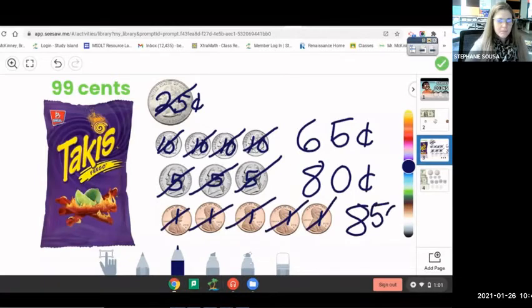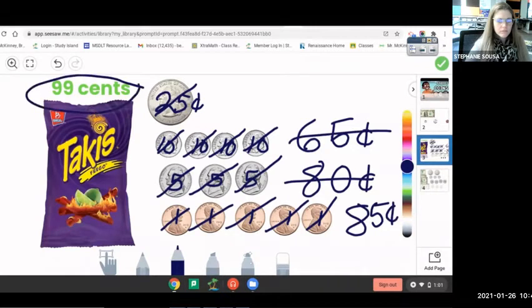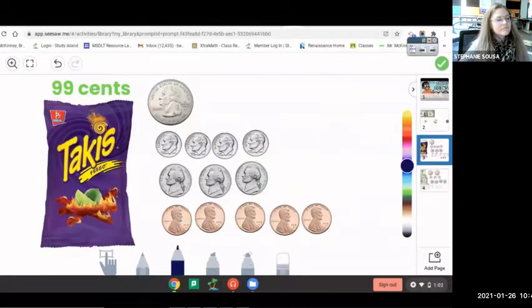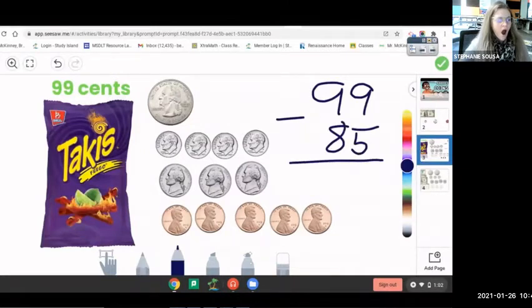We have 85 cents total. Do we have enough to buy these Takis? No, unfortunately, we are short. Now let's see how many cents short we actually are. So our total was 85 cents, so we have to take 99 cents minus 85 cents to get how many cents we need. We need 14 cents. Unfortunately, we were not able to buy these Takis.